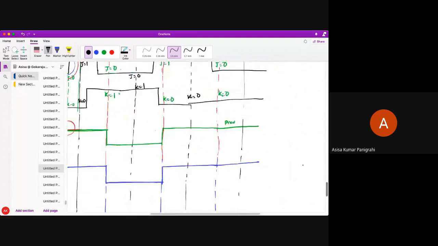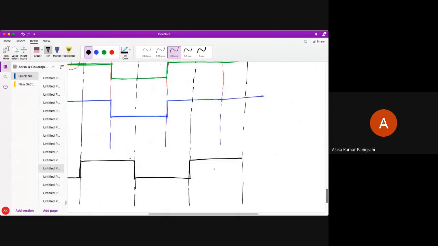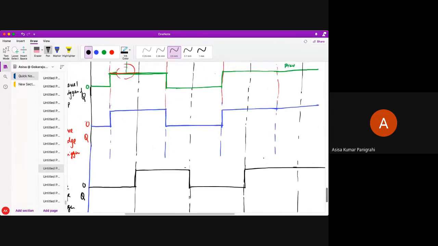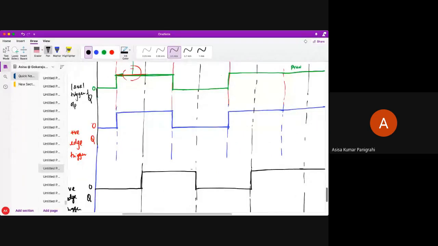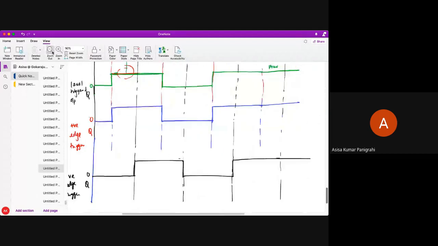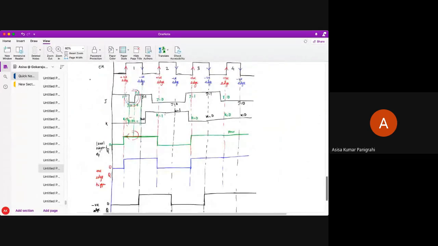Now in the next negative edge, it will check what my J and K are. My J is 0 and K is 0. So it will just continue with the previous value, up to when the next negative edge comes. Do you all understand how I have drawn the three outputs? Any doubt on this, students? Please see here how I have drawn. Very important, a 10-mark question will come.